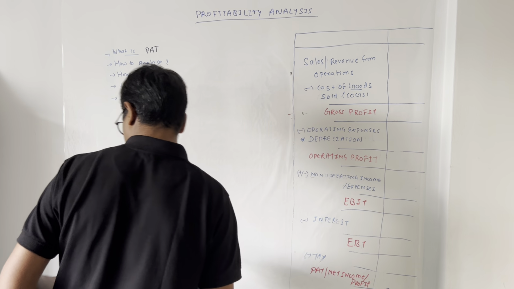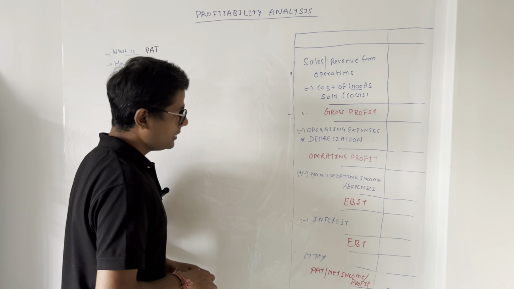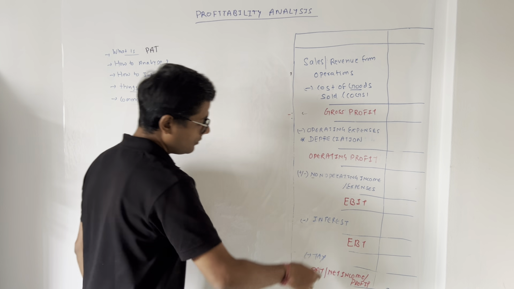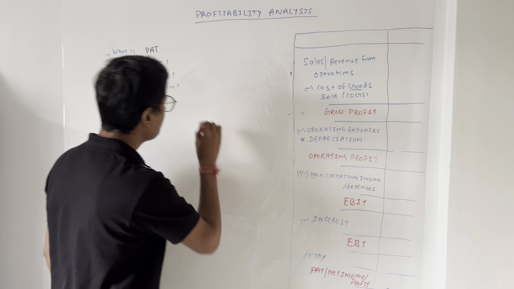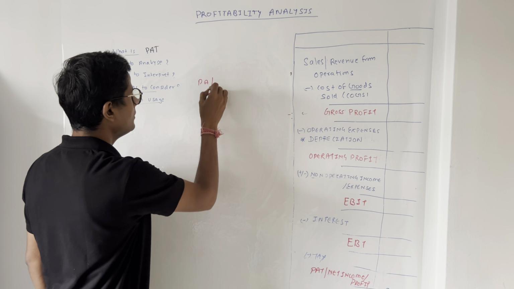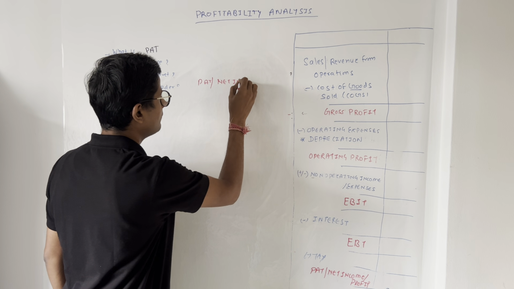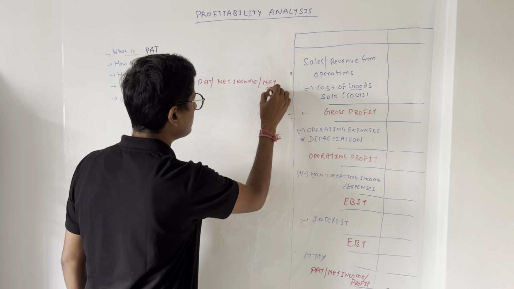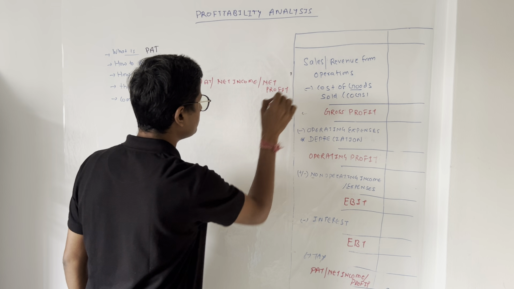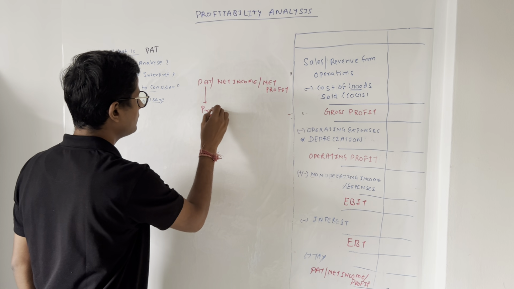So first, what is PAT? PAT sits way below, as the last item in the profit and loss statement. That is our PAT. PAT is also called net income. It is also called net profit. PAT means profit after tax.